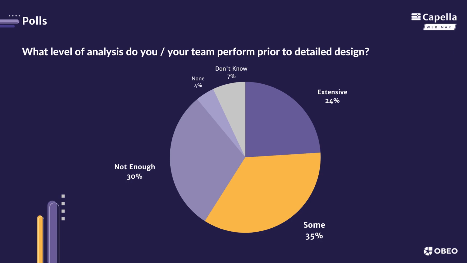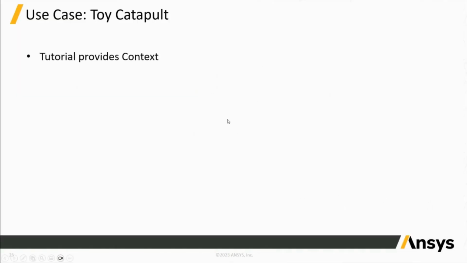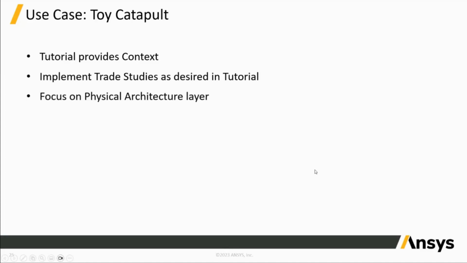So I will take it from there. We decided to use this toy catapult example. The tutorial provides some context. We decided to show you how to implement trade studies as desired in the tutorial. We're going to focus on the physical architecture layer, even though the tool could be used before, once again, right? We're going to specifically work on the physical architecture layer in the demo.